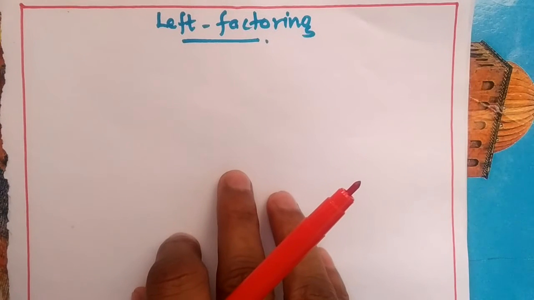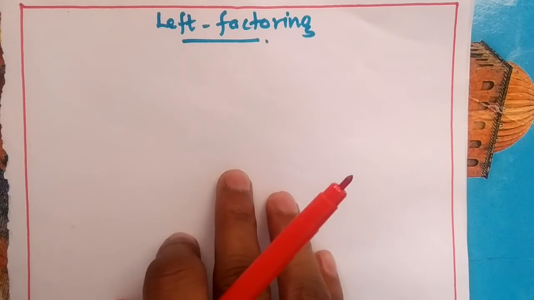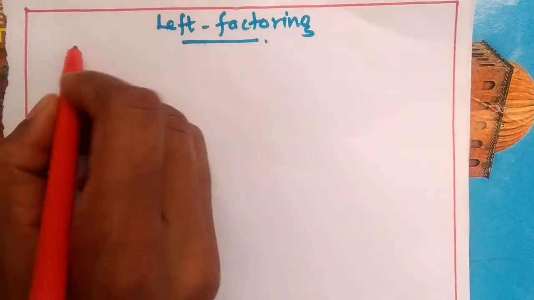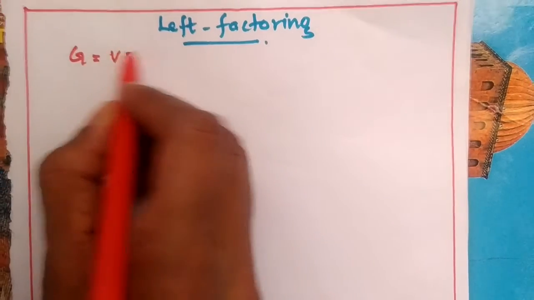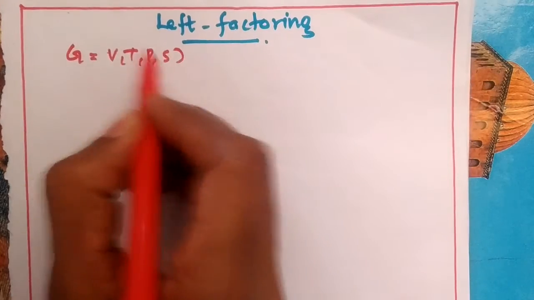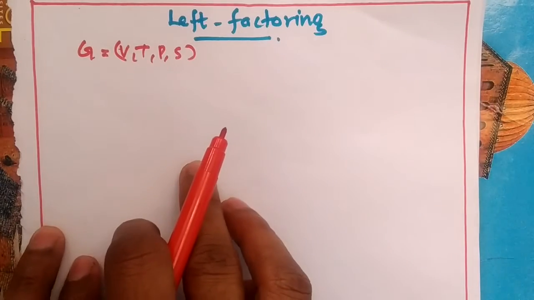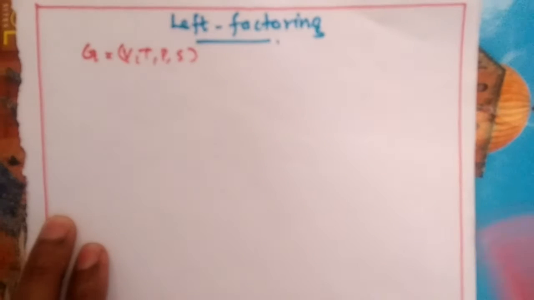Today we will talk about left factoring. Let a grammar G equal to (V, T, P, S), and if this grammar is used for top-down parsing, then we should left factor that grammar. So that is one of the primary conditions for doing top-down parsing for this grammar.